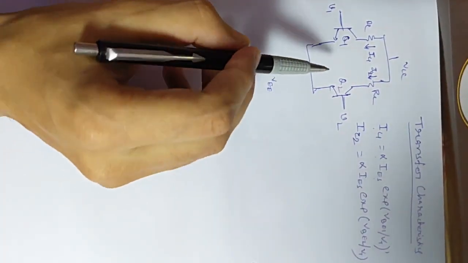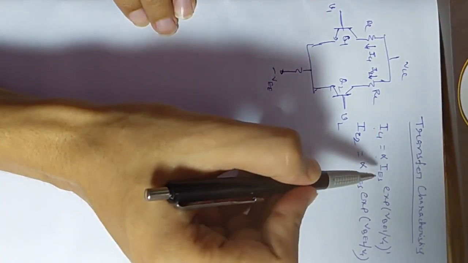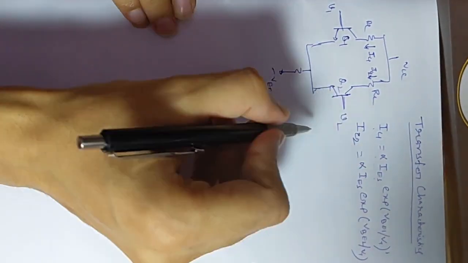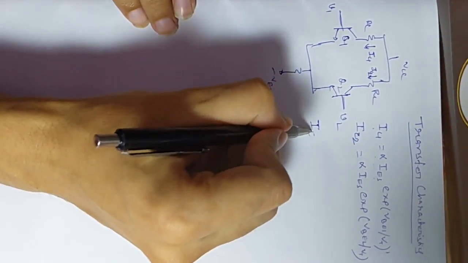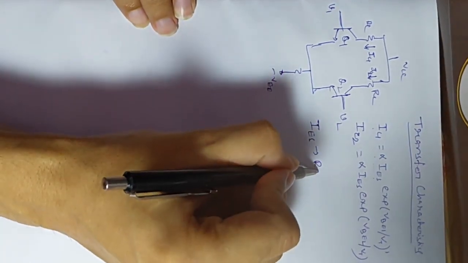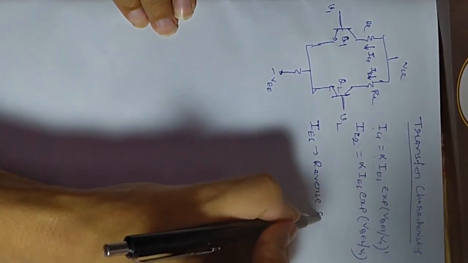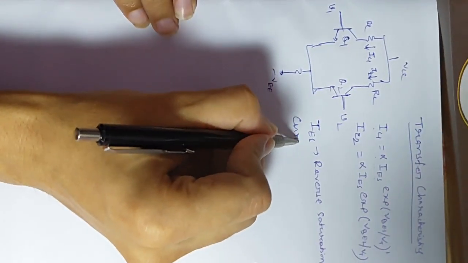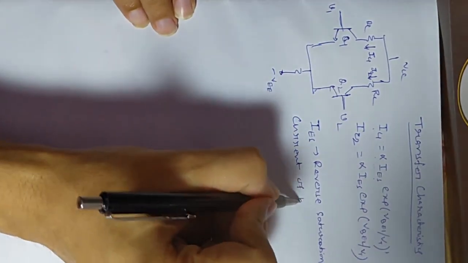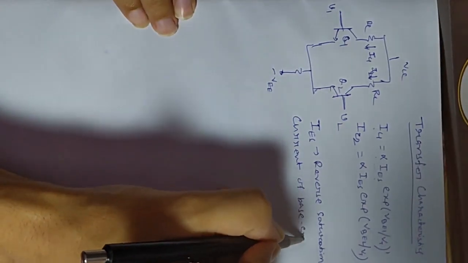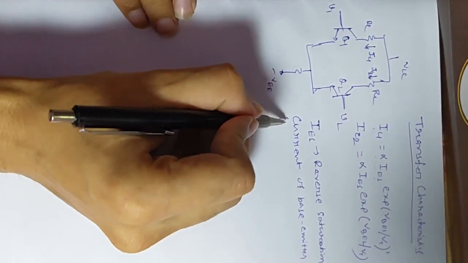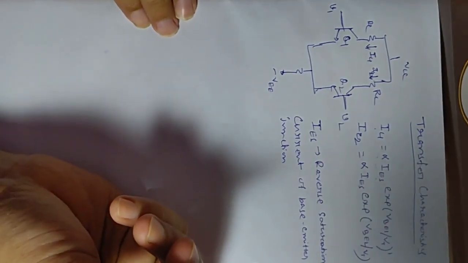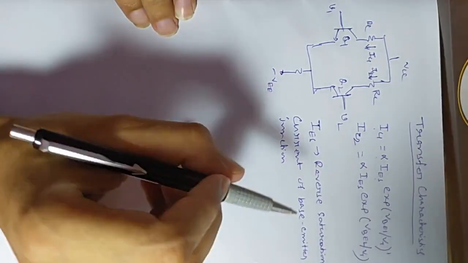Now in these expressions, IES is the reverse saturation current of the base emitter junction. So IES is the reverse saturation current of base emitter junction.